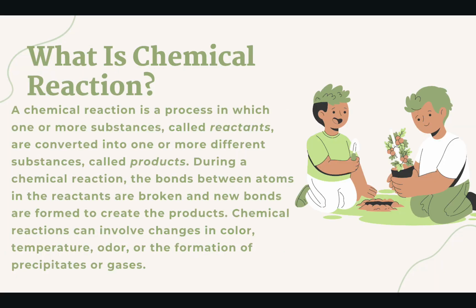What is chemical reaction? A chemical reaction is a process in which one or more substances, called reactants, are converted into one or more different substances, called products. During a chemical reaction, the bonds between atoms in the reactants are broken and new bonds are formed to create the products. Chemical reaction can involve changes in color, temperature, odor, or the formation of precipitates or gases.